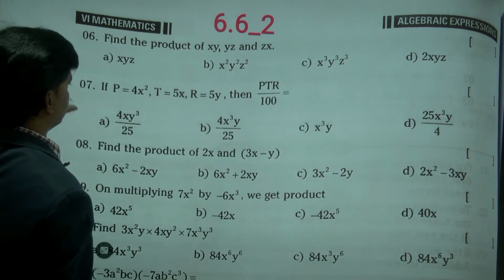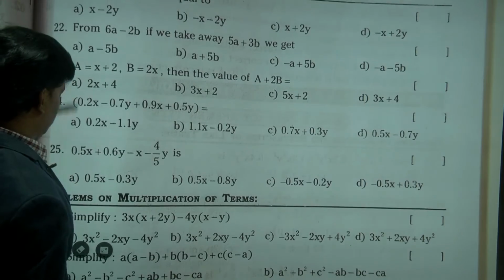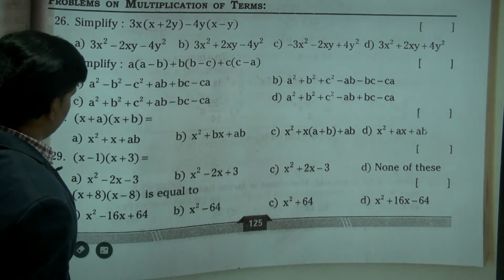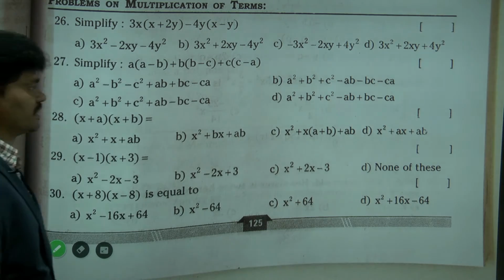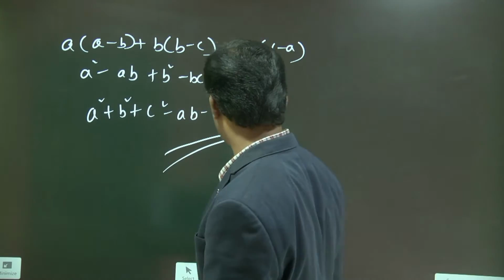The next one, in third page, no? Yeah. 28th is an identity, x plus a and x plus b, x square plus x into a plus b plus ab. X plus a and x plus b, let's work on it once.